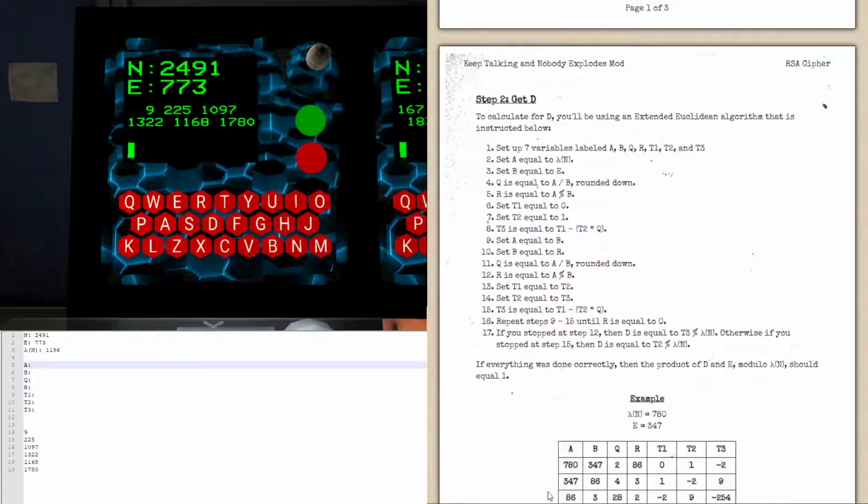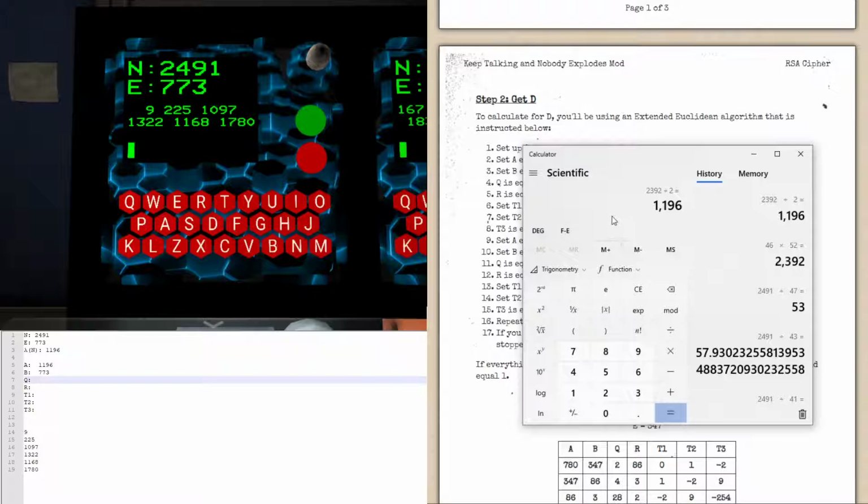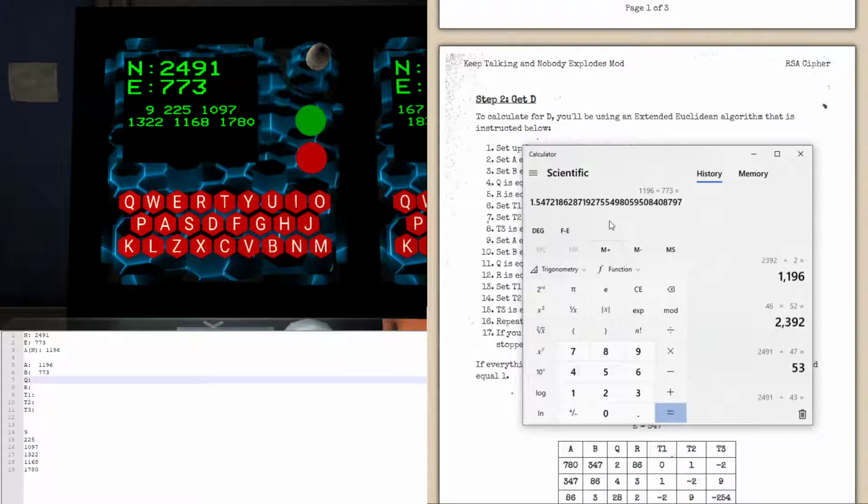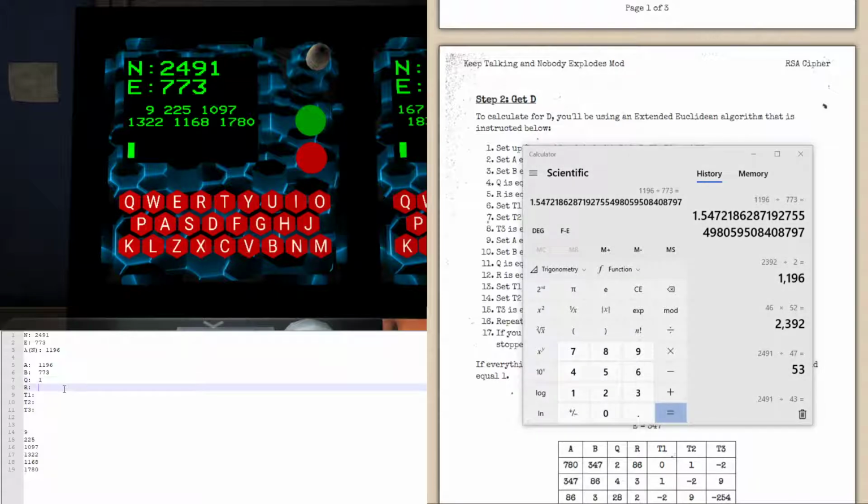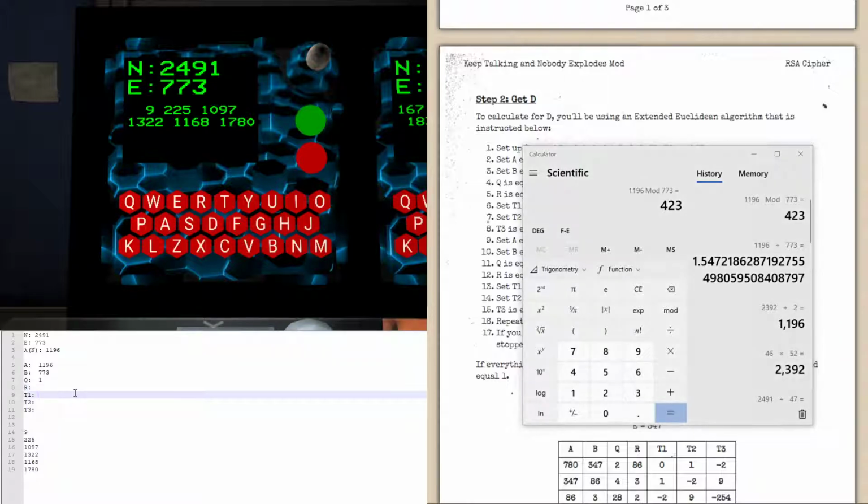There we go. So, at the very start, A is going to equal n, so 1,196. For B, we're going to set this equal to e, being 773. Then we take the quotient of A and B, which is 1,196 divided by 773, rounding down gives us 1. Then we take the remainder of this operation, so 1196 modulo 773 gives us 423 as our remainder.